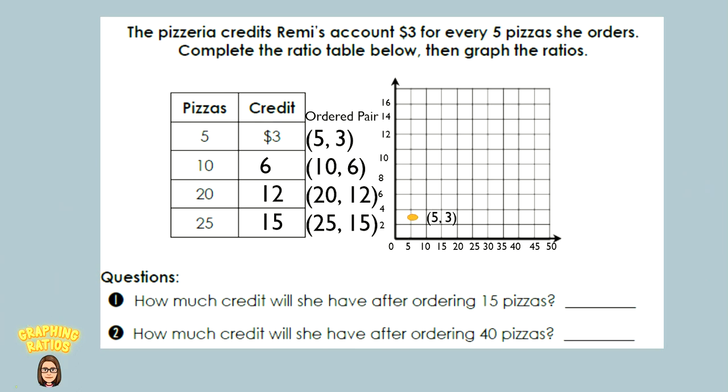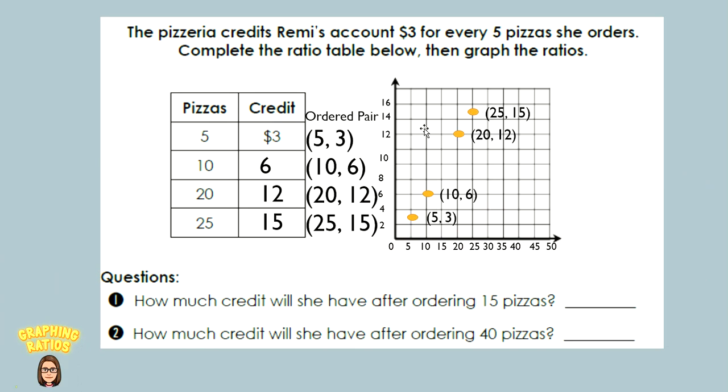Okay? Then I do the 10, 6, and I'm going to actually show you how I do it. So I start at the origin 0, 0. I go over to 10, then I go up to 6, and I put my point there. There we go. There's 10, 6. And you can see it's right there, okay? And then I keep on doing my dots, and then I do 20, 12, 25, 15.